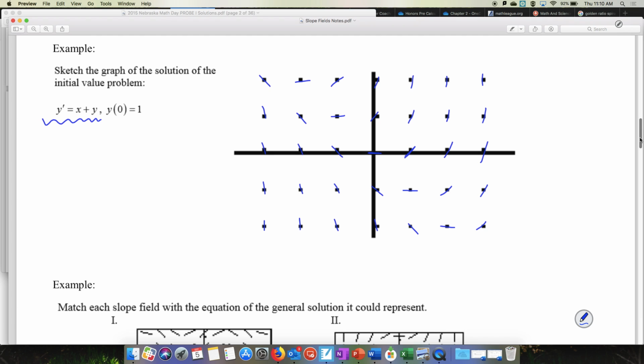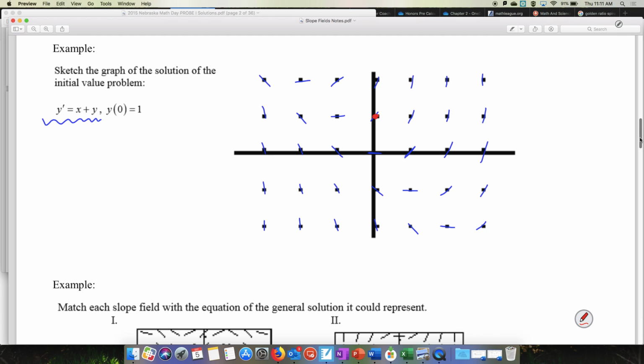Now, do you see a place where all of the slopes are -1? Okay, this right here. Okay, what's happening there? We have an asymptote. Okay. So when I ask you for the solution at (0, 1), this coordinate right here, we have to take into account that at this line right here, there is a slant asymptote. Okay?